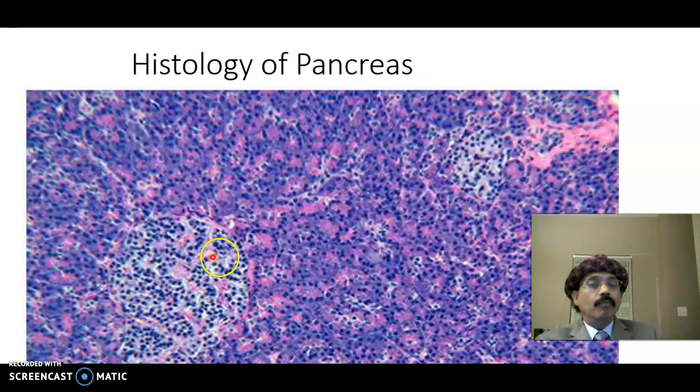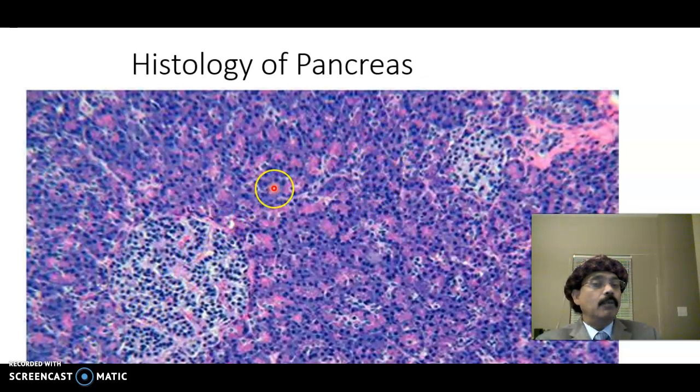It is more vascular than the exocrine part. It contains fenestrated capillaries. This part has no duct. So the secretion from the islets of Langerhans enters into the fenestrated capillary directly without going through any duct. But the acinar cell has ducts.